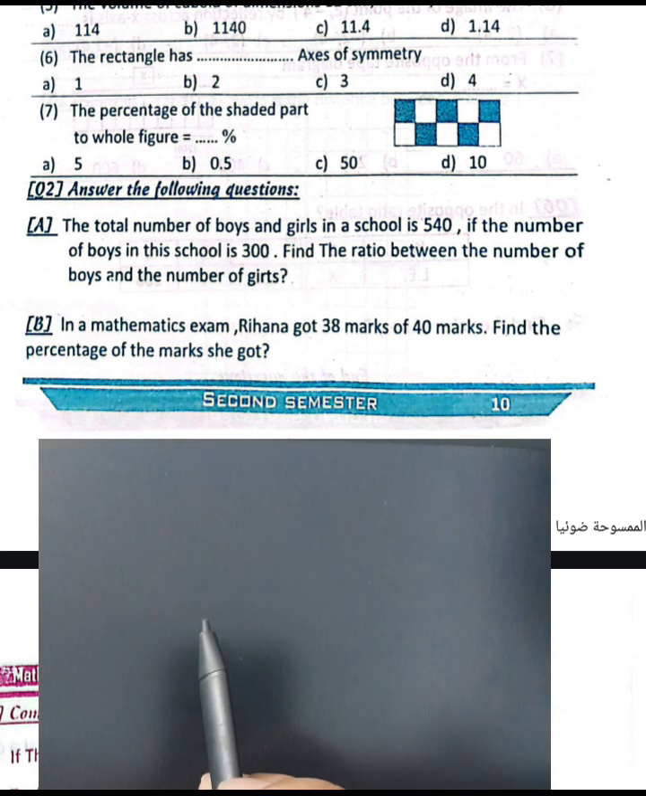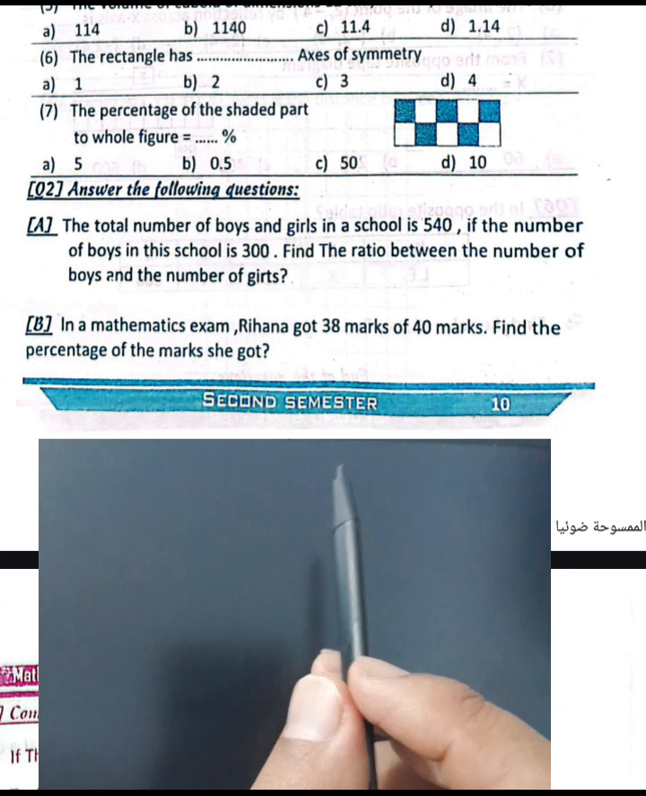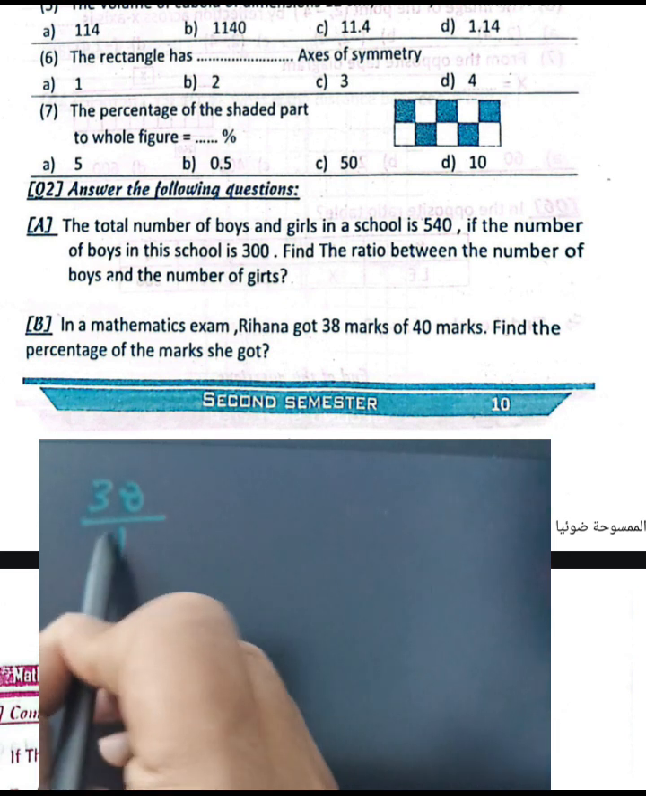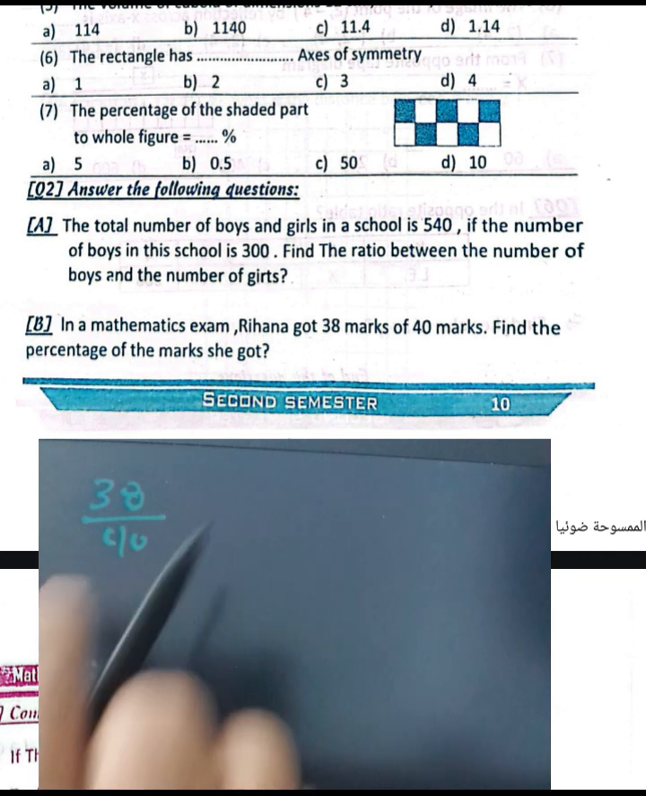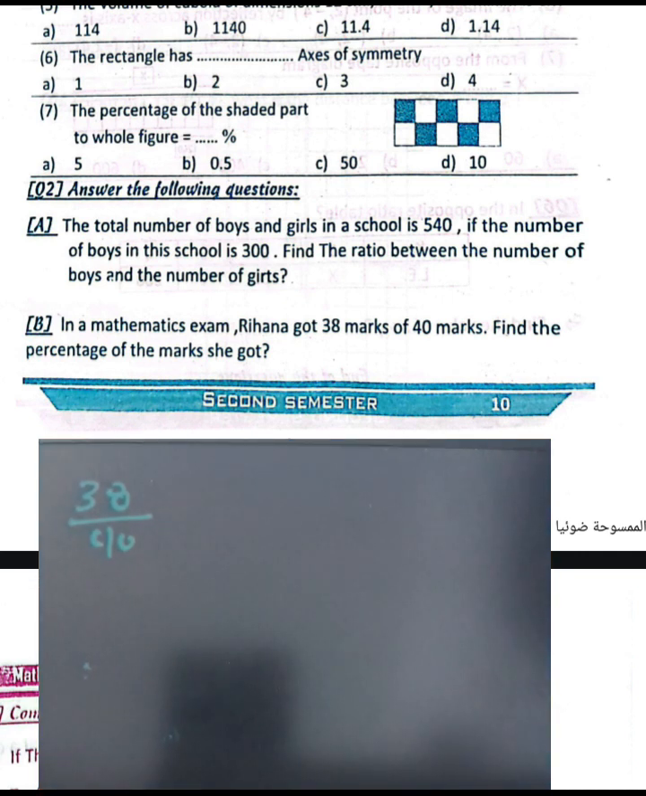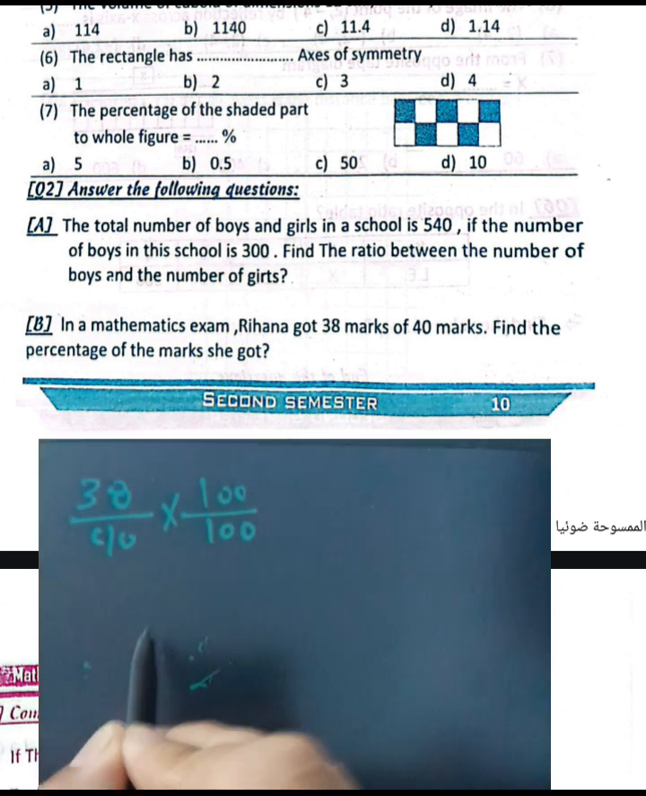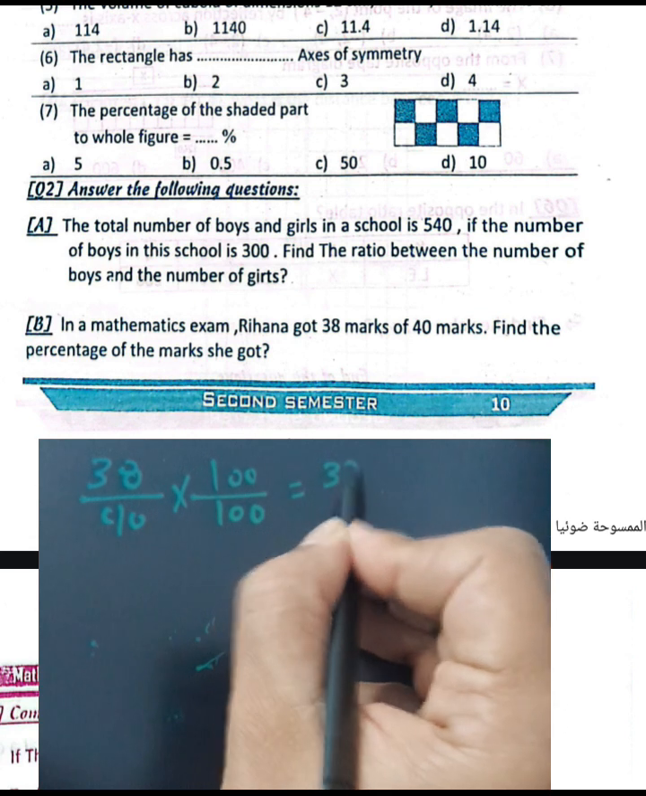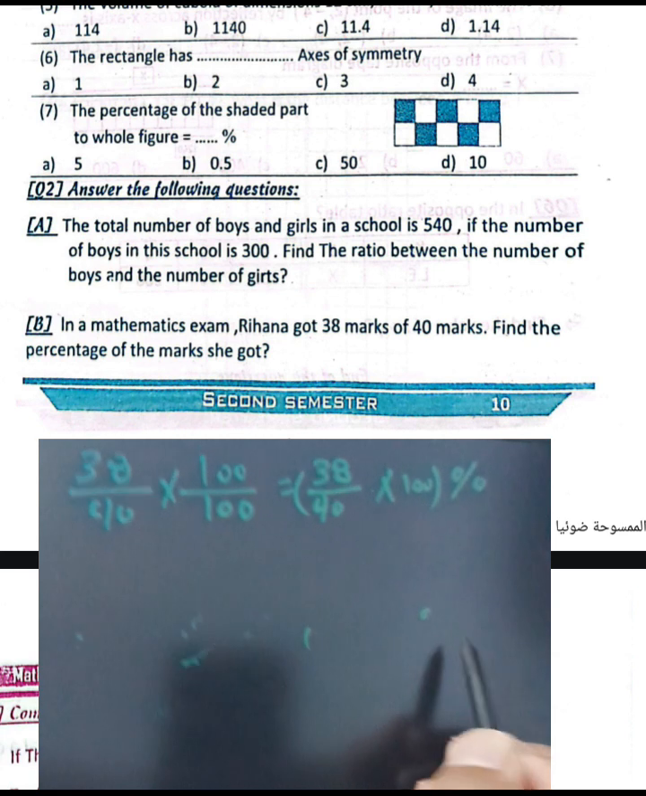Okay. Next question, letter B. In the mathematics exam, Raihana got 38 marks out of 40 marks. Find the percentage of marks she got. She got 38 from 40, and you want to find the percentage of these marks, so you must convert. The second term in the ratio for a percentage is 100, so you must multiply by 100 and then divide by 100. Then you can write 38 over 40 times 100 as a percentage.